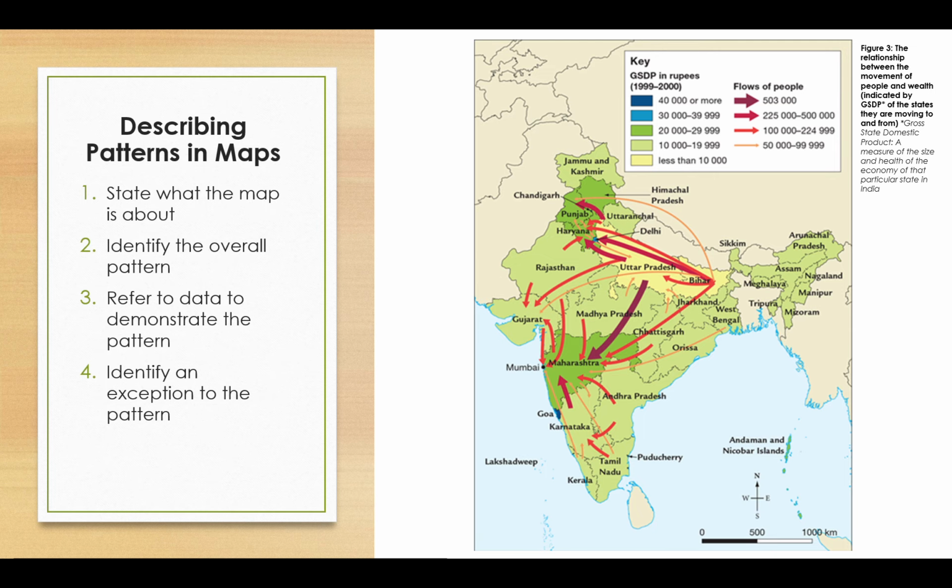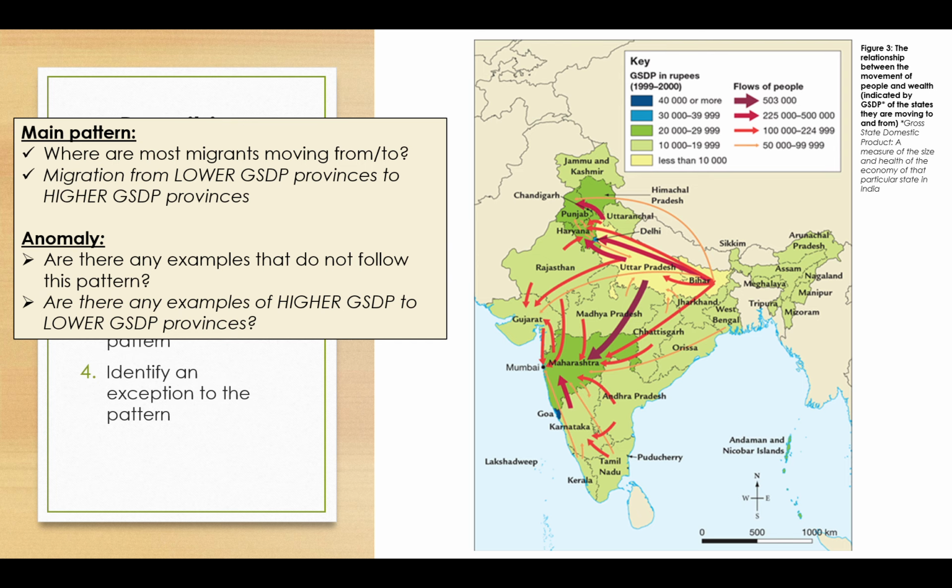Last, I need to identify an exception to this pattern. To do this, I need to think about my main pattern, that most migrants are moving from lower GSDP states to high GSDP states. And now I'm looking for any examples that don't follow this pattern. So are there examples of high GSDP states moving to low GSDP states? There's an example here, there's an example here, but there's also a better example because there's a larger migration from Maharashtra into Gujarat. So I might use that example. There could be multiple examples, but pick the one that is the best exception.